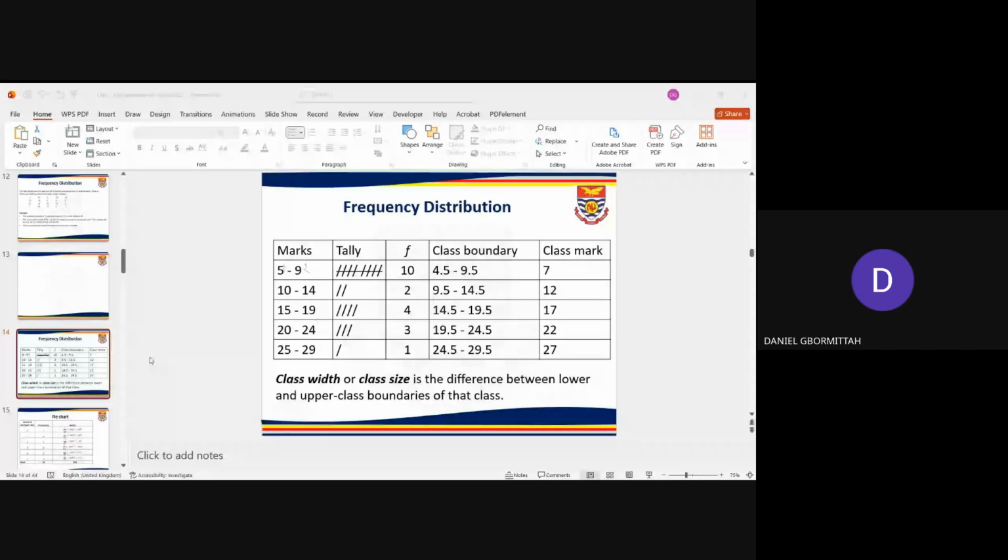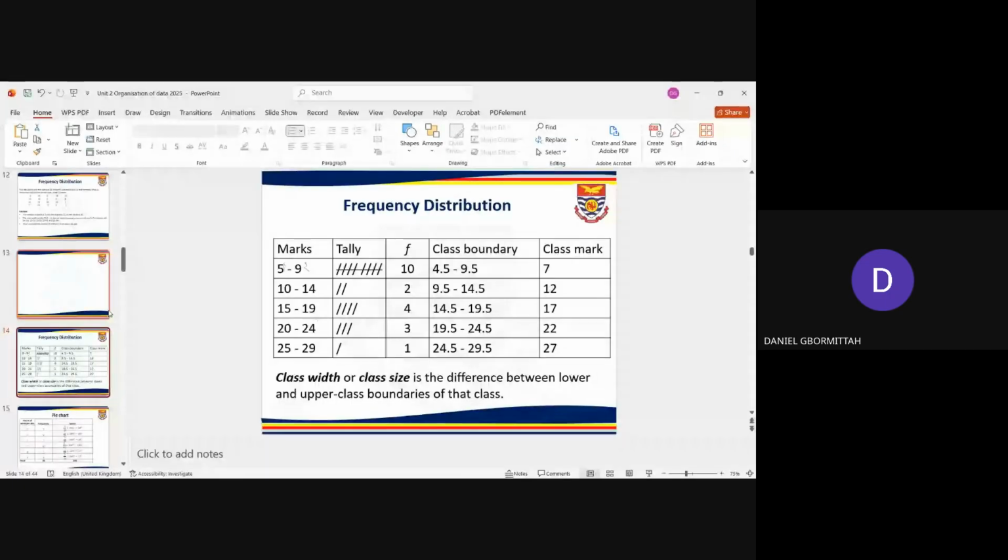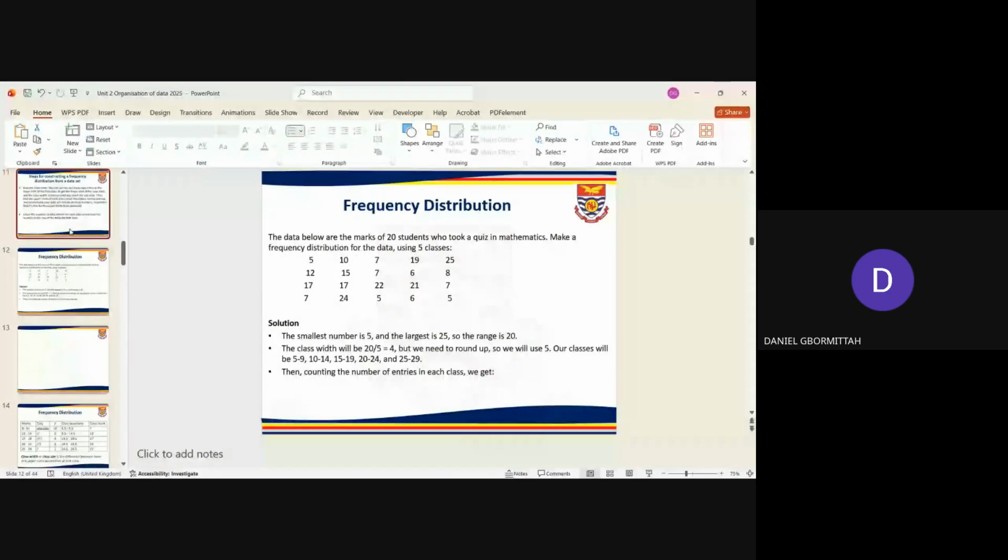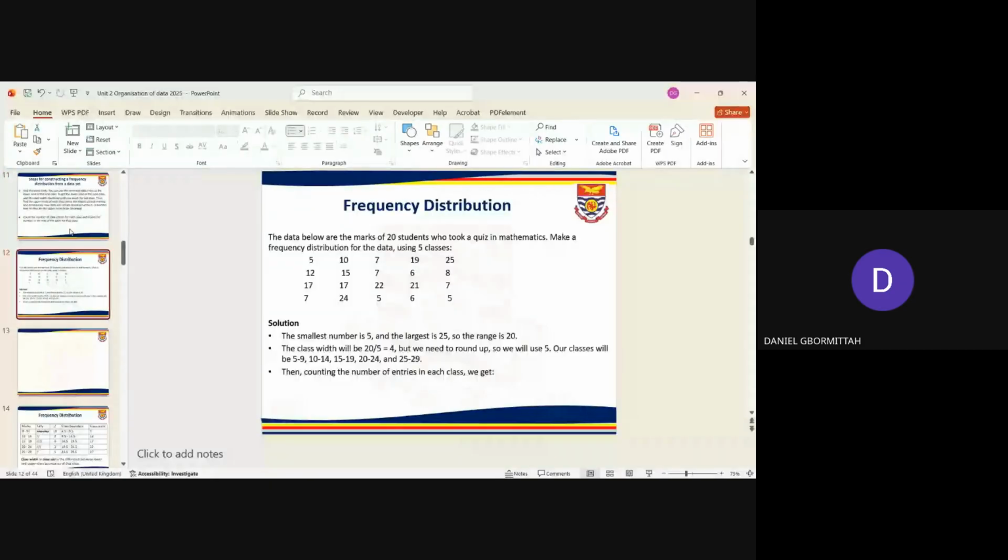Let's get this right. Let's look at the instruction, there was information given. It says the data below are the marks of 20 students who took a quiz in mathematics. Make a frequency distribution for the data using 5 classes. So it's the number of classes that is given, using 5 classes.